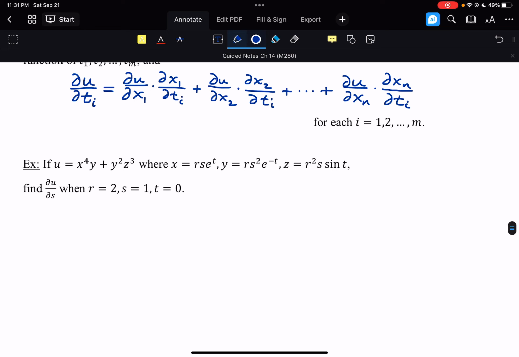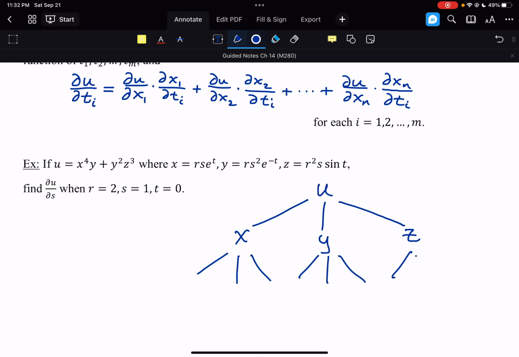So we have our function u in terms of x, y, and z. X, y, and z are functions of r, s, and t. So we're going to find partial u with respect to s at this value when r is 2, s is 1, t is 0. So I'm going to draw the tree diagram. We're going to get u at the top. Let's spread these out a little bit. U is in terms of x, y, and z. Those are each in terms of r, s, and t.